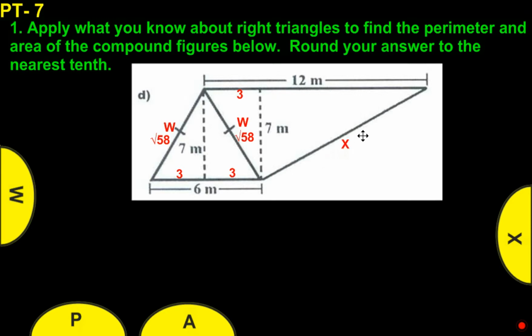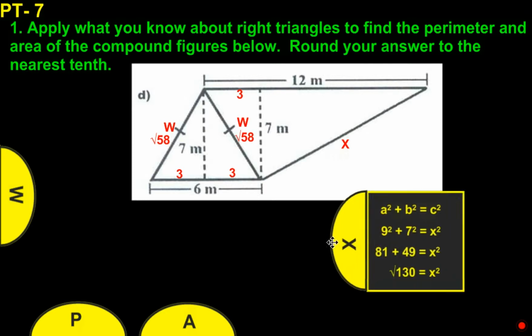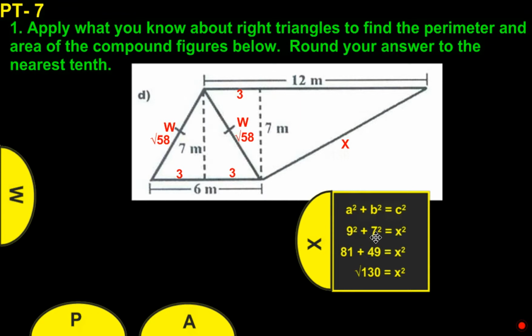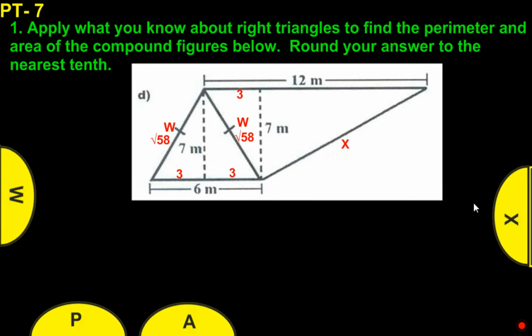Last piece we need to get is x, and then we can go ahead and find both the perimeter and the area. So for x, we're going to do the same thing we just did. We're going to use Pythagorean Theorem. We have a leg here. It's not the full 12 though, because we have to take 3 off. So we have a leg of 9, and we have a leg of 7, and that'll help us find x. So we have 9 squared plus 7 squared equals x squared. 81 plus 49 equals x squared, or square root of 130 equals x. And again, we'll hang on to that for now.